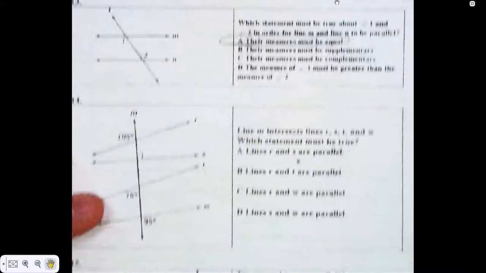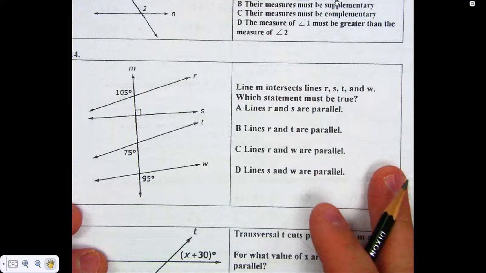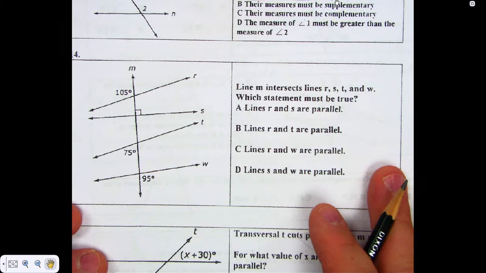Line M intersects RS and T and W. Which statement must be true? B. Line M intersects line RS and T and W. Okay, statement true.